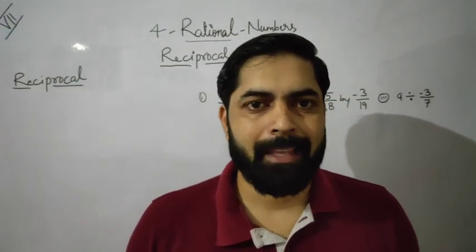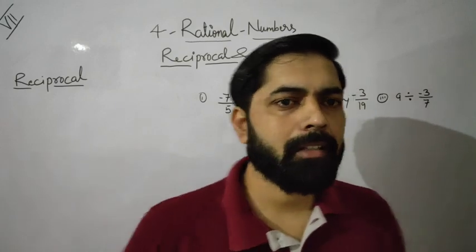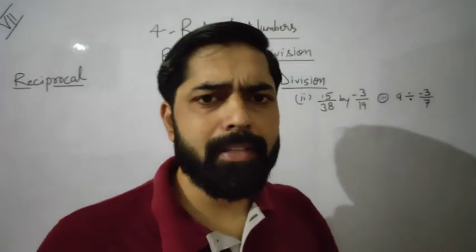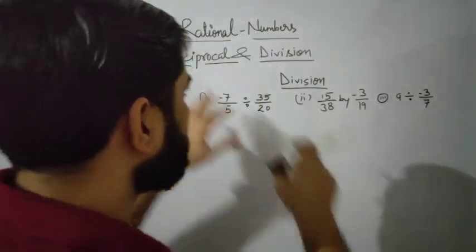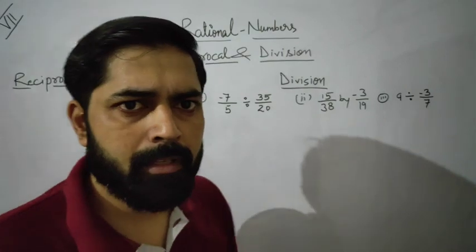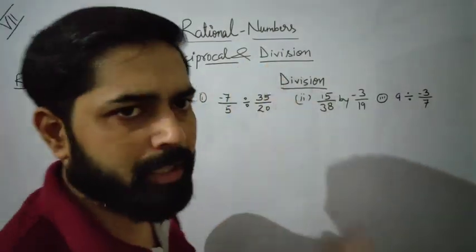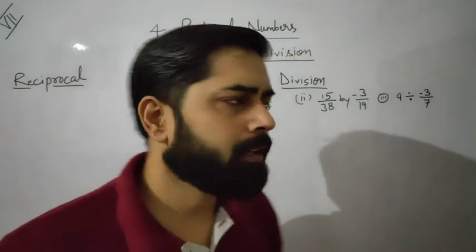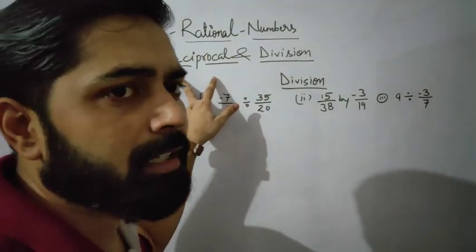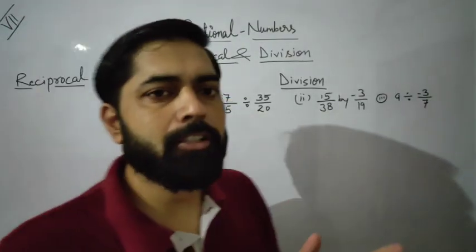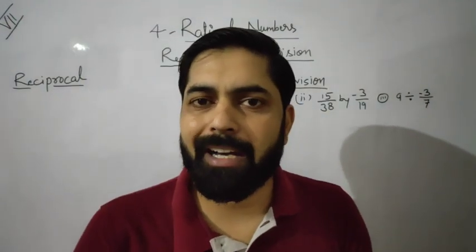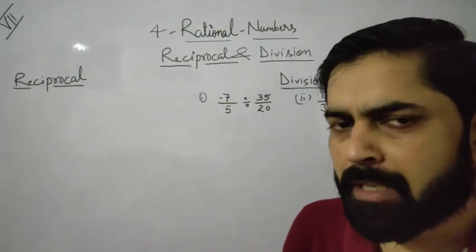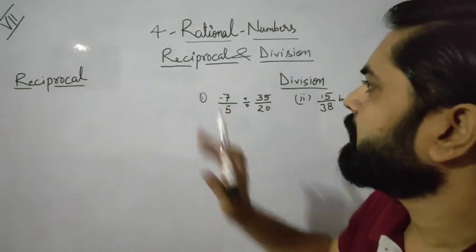Online class. This video is totally about the reciprocal of rational numbers and division of rational numbers, because both are related to each other. Without reciprocal we cannot solve the division of any fraction or any rational number. So if you know the reciprocal of the rational or fraction number, then you can easily solve the division of fraction or rational number. So listen carefully: what is the reciprocal and what is the division of the rational number.